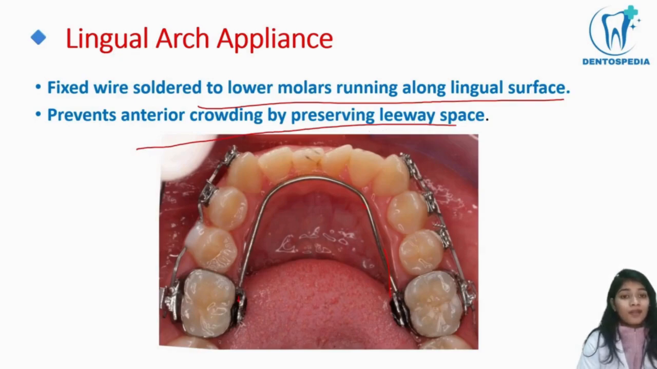It is a fixed wire that connects the lower posterior molars. You can see it running along the inside of the lower posterior molars. It is used to maintain the space on both sides of the lower jaw. Understood? So it is a bilateral lower space maintainer. It also preserves leeway space and helps to prevent crowding.